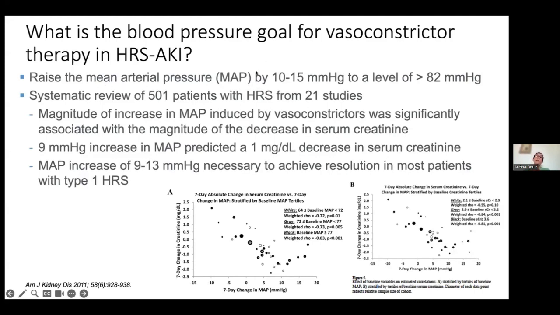And depending on the study, you would raise the MAP by 10 to 15, or some studies say raise the MAP above 80. And if someone is interested, there's a paper from 2011 from the American Journal of Kidney Disease that studied that. And it actually showed that it does help, it does work in HRS.